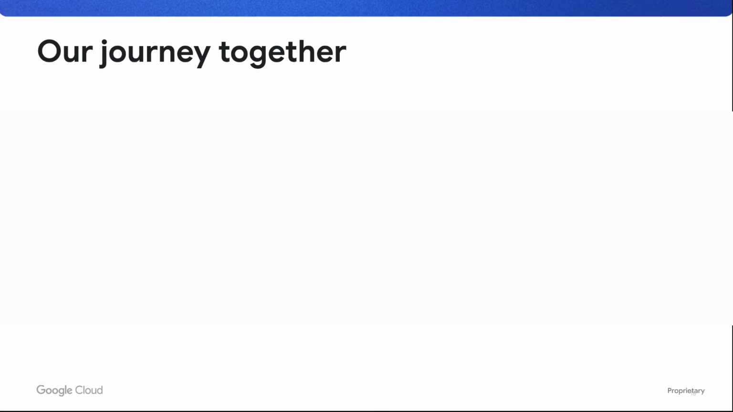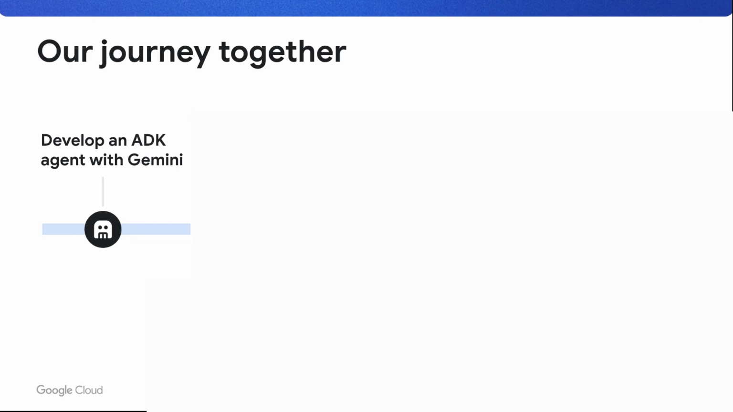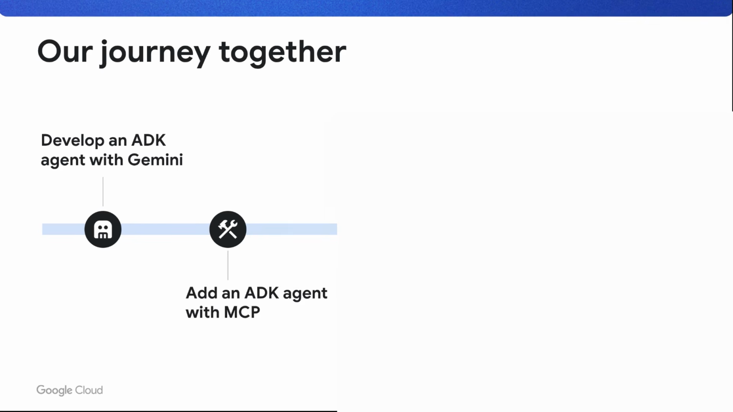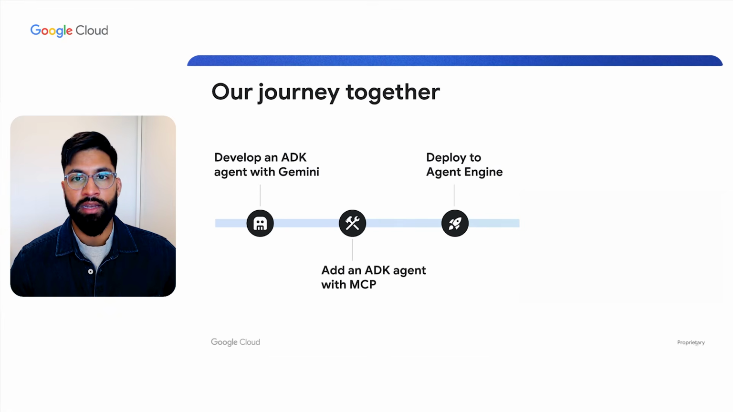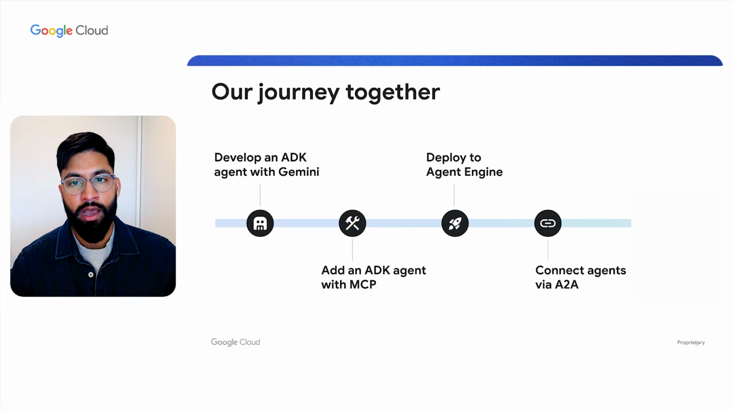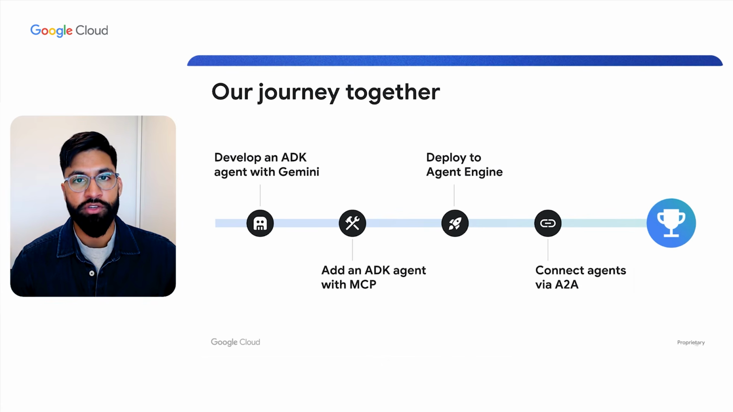The TLDR on our journey to production with ADK. First, you're going to start by developing that agent with the ADK, or you can add an ADK agent with MCP. You will deploy to a fully provisioned runtime, which will manage context. That includes sessions, memory, examples, measure and improve quality with the example store, and then observe agent behavior with Google Cloud Trace, logging, and monitoring. All of that can be done using Agent Engine. And then you also have the option to connect those agents via A2A. And this is how we see our journey from start to finish.